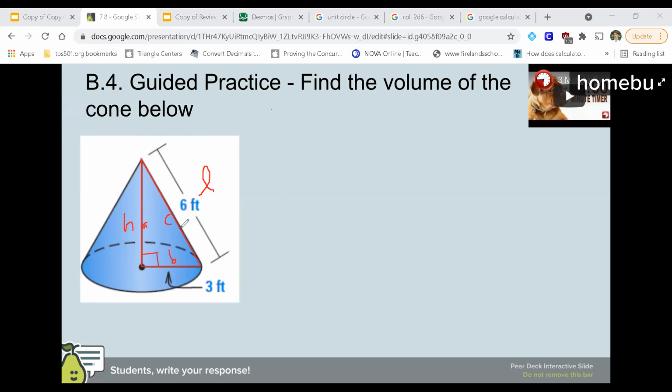So first thing, write the formula, 1/3 pi r squared h. R is 3, but h we don't know. To find h, we will have to do h squared plus 3 squared is 6 squared. We'll have to do the Pythagorean theorem. So I will give you 3 minutes. Solve this for h. It'll take you 3 steps. Solve, then plug in, then calculator.